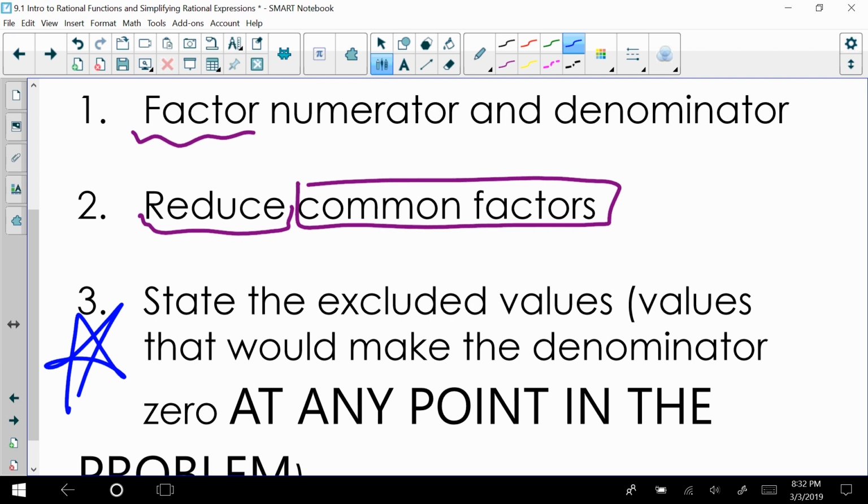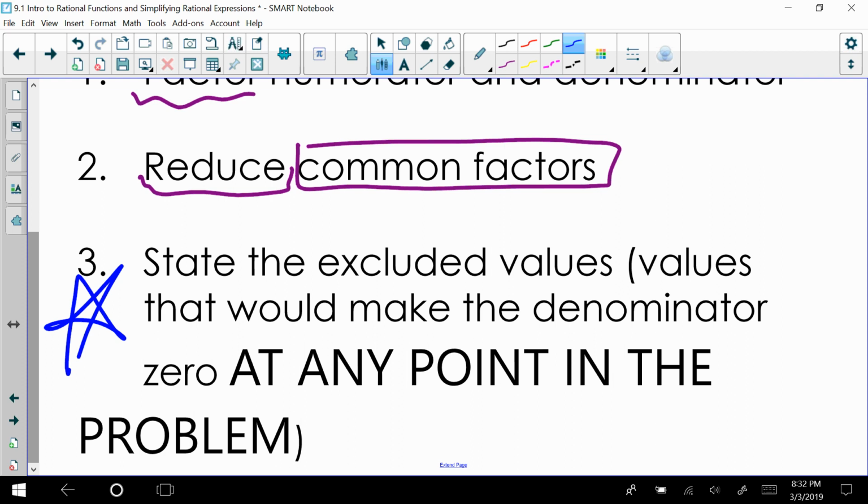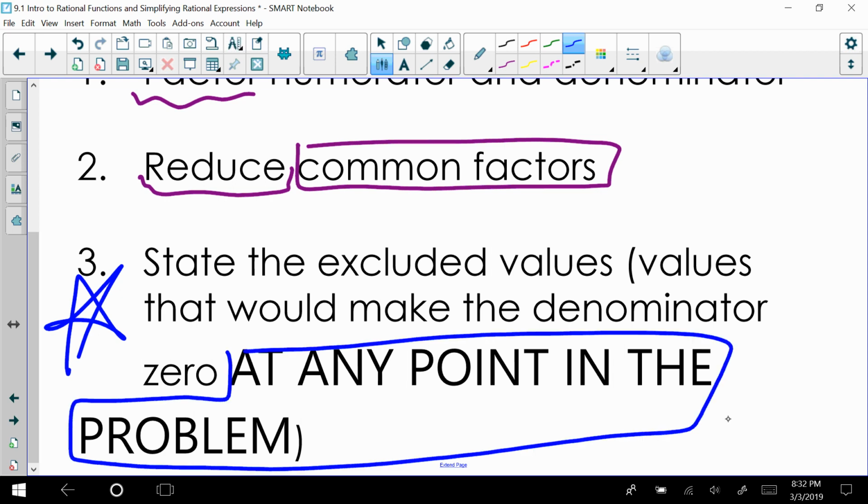It says state the excluded values: values that would make the denominator 0 at any point in the problem. I mean, this is bolded here. I'll box it here. I think I'll asterisk it, right? This is just huge. This is so hard for some students to grasp. This is what I said was coming, why we get rid of some values.